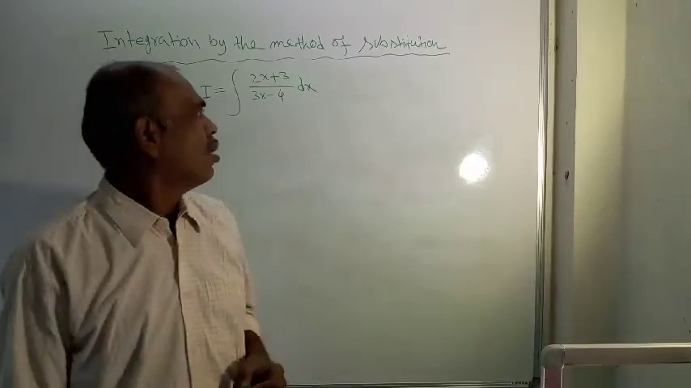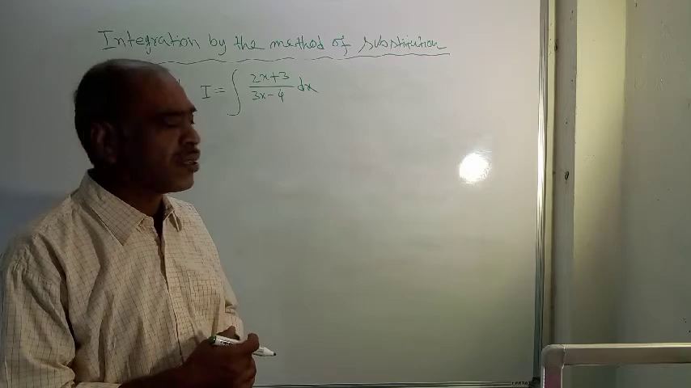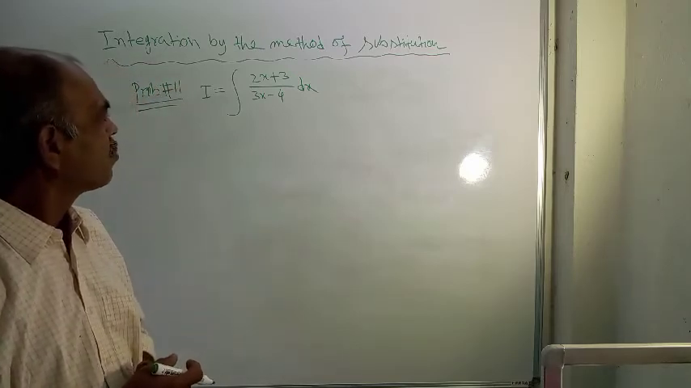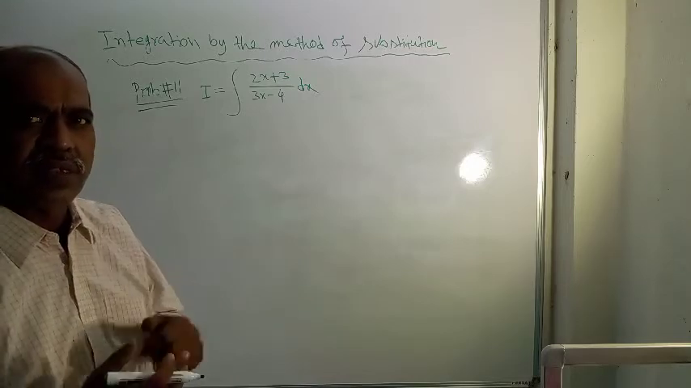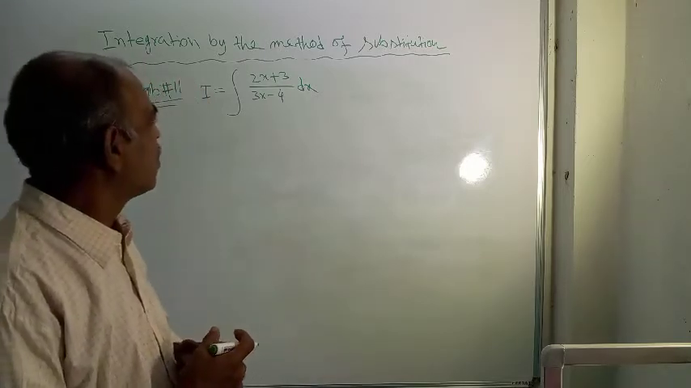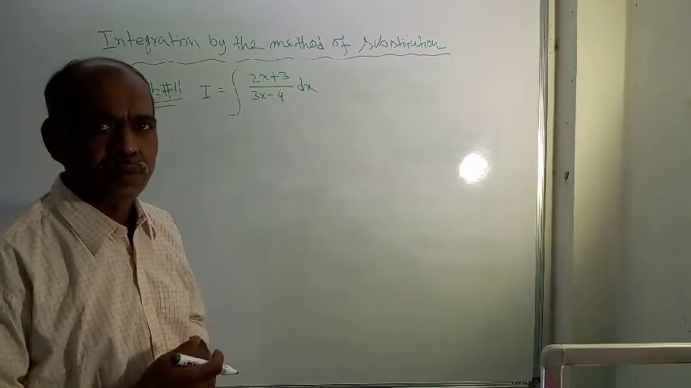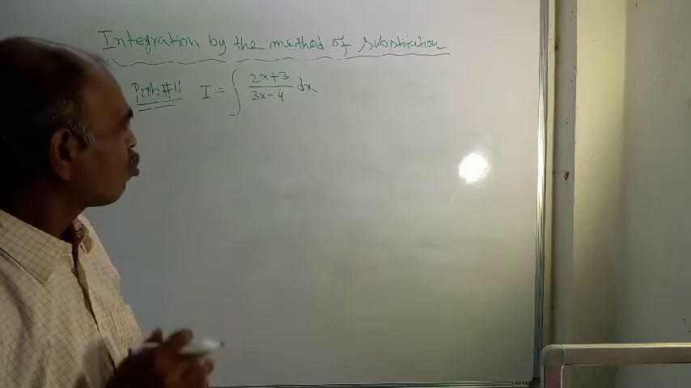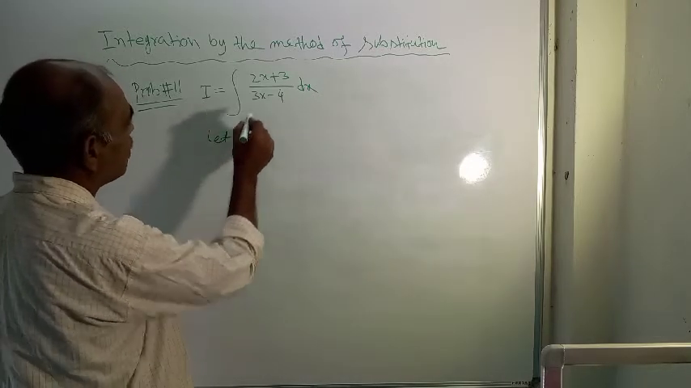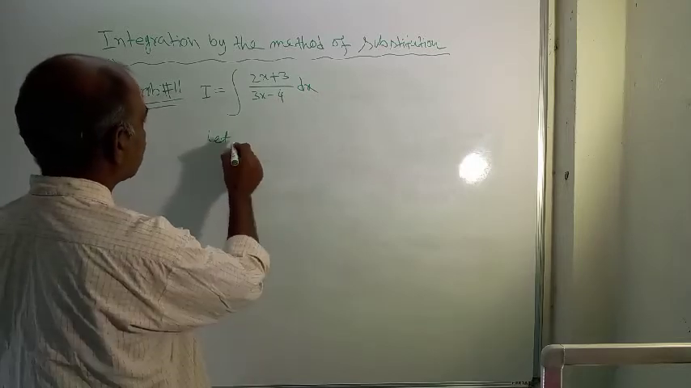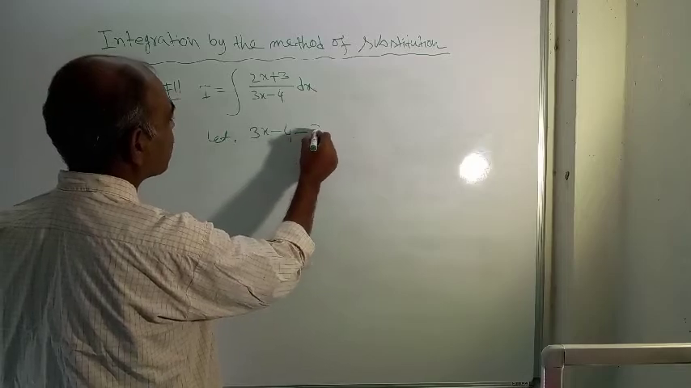Okay. So this looks very simple. This is an algebraic expression, and the solution procedure is also easy. Somewhat it is lengthy, but it is easy. Lengthy means it is lengthier than the previous 10 problems, but not so much lengthy. Here you make the substitution. The denominator is 3x minus 4. So let 3x minus 4 equal z.